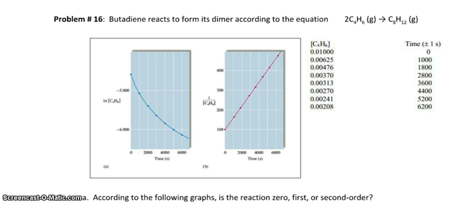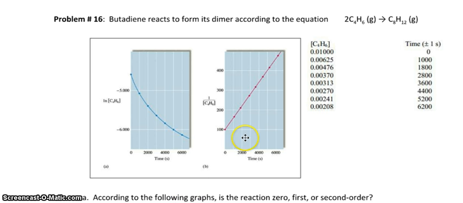So let's continue on with problem number 16. Here we have this butadiene. It's going to become C8H12. Here is the reaction. So basically it says, according to the following graphs, is this reaction a zero, first, or second order?